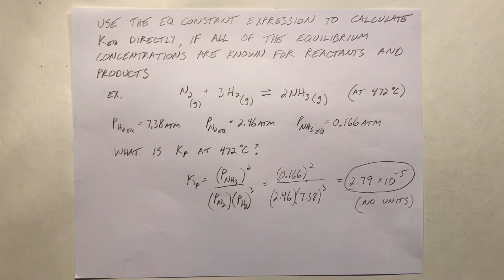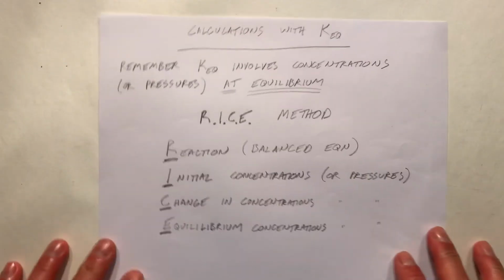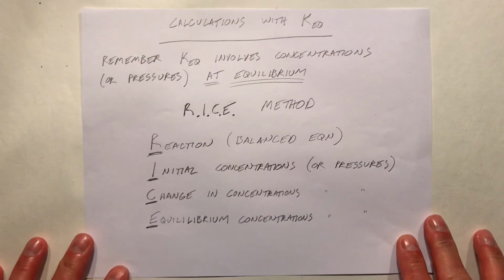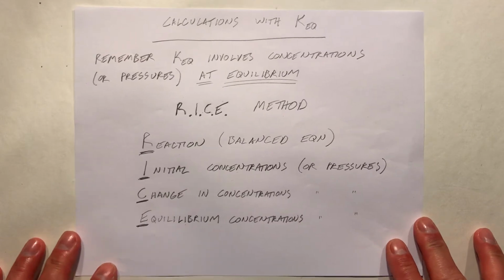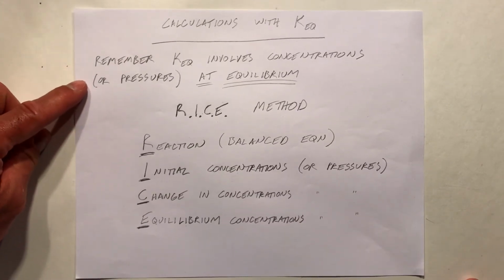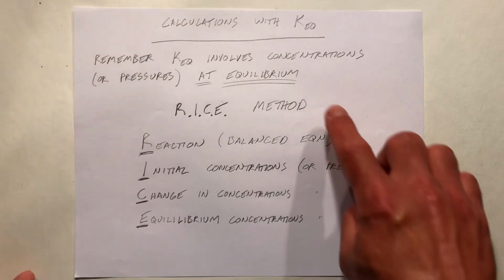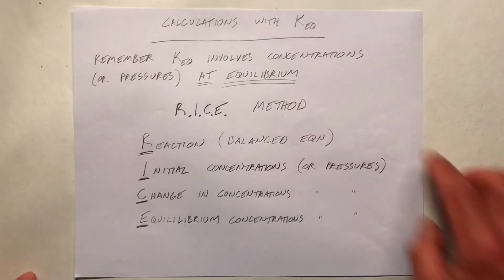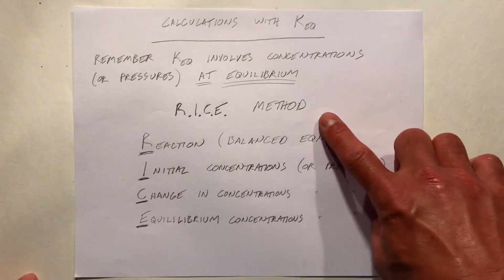Now that's how you do it if you know all of the equilibrium concentrations or the equilibrium pressures. But what if you don't know them all? How do you do calculations for KEQ? Well, first of all, remember that KEQ involves concentrations or pressures for gaseous reactions at equilibrium. So here's how we do the R.I.C.E method.